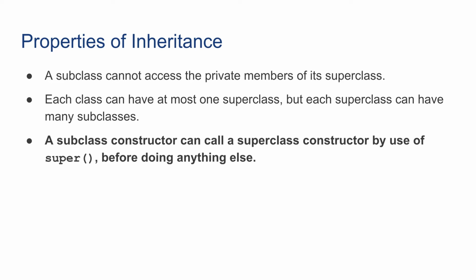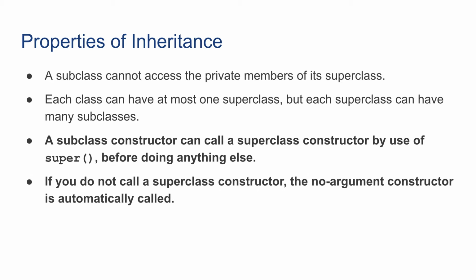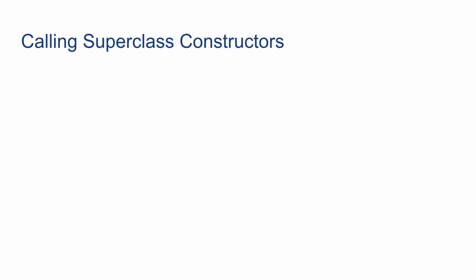Next, a subclass constructor can call a superclass constructor by the use of super before doing anything else. And if you do not call a superclass constructor, the no argument constructor is automatically called. So let's see these last 2 points side by side in an example.